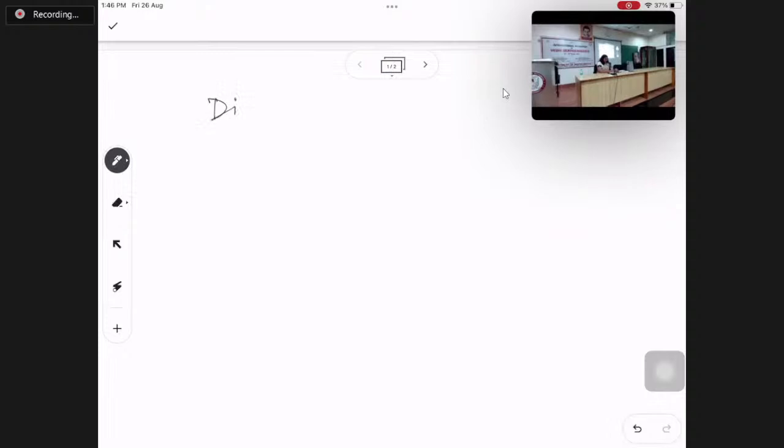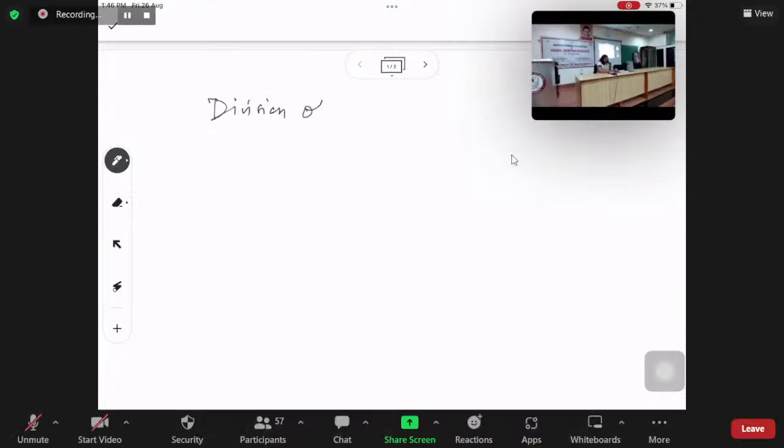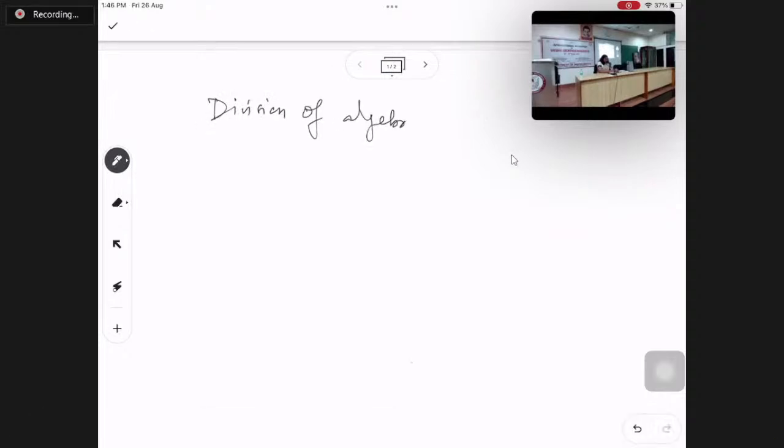So we have division of algebraic expressions. Very interesting this, because here we have so many shortcuts for this.